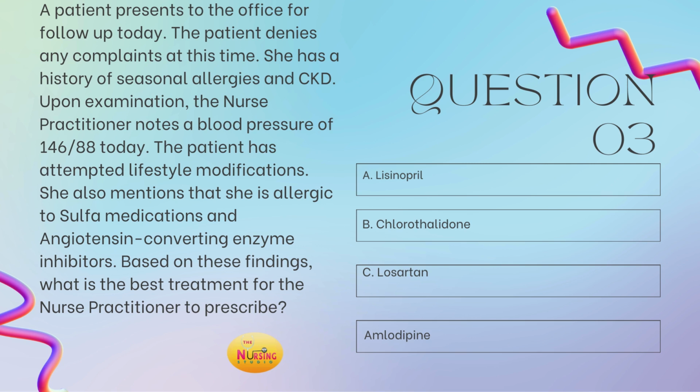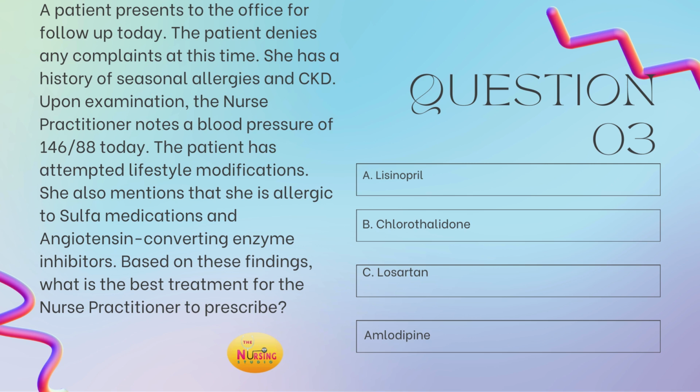B, chlorothalidone. We usually do go thiazides first line therapy, but remembering that this patient has a history of chronic kidney disease, so we want to look for the medications that are going to help protect the kidney. So, typically we're going to go with an ACE or an ARB, and in this case, the ARBs are the best route, and they have an ACE inhibitor allergy, so you want to go with C, losartan, remembering your endings so that you know your medications. Sartan, S-A-R-T-A-N, are the endings for ARBs.